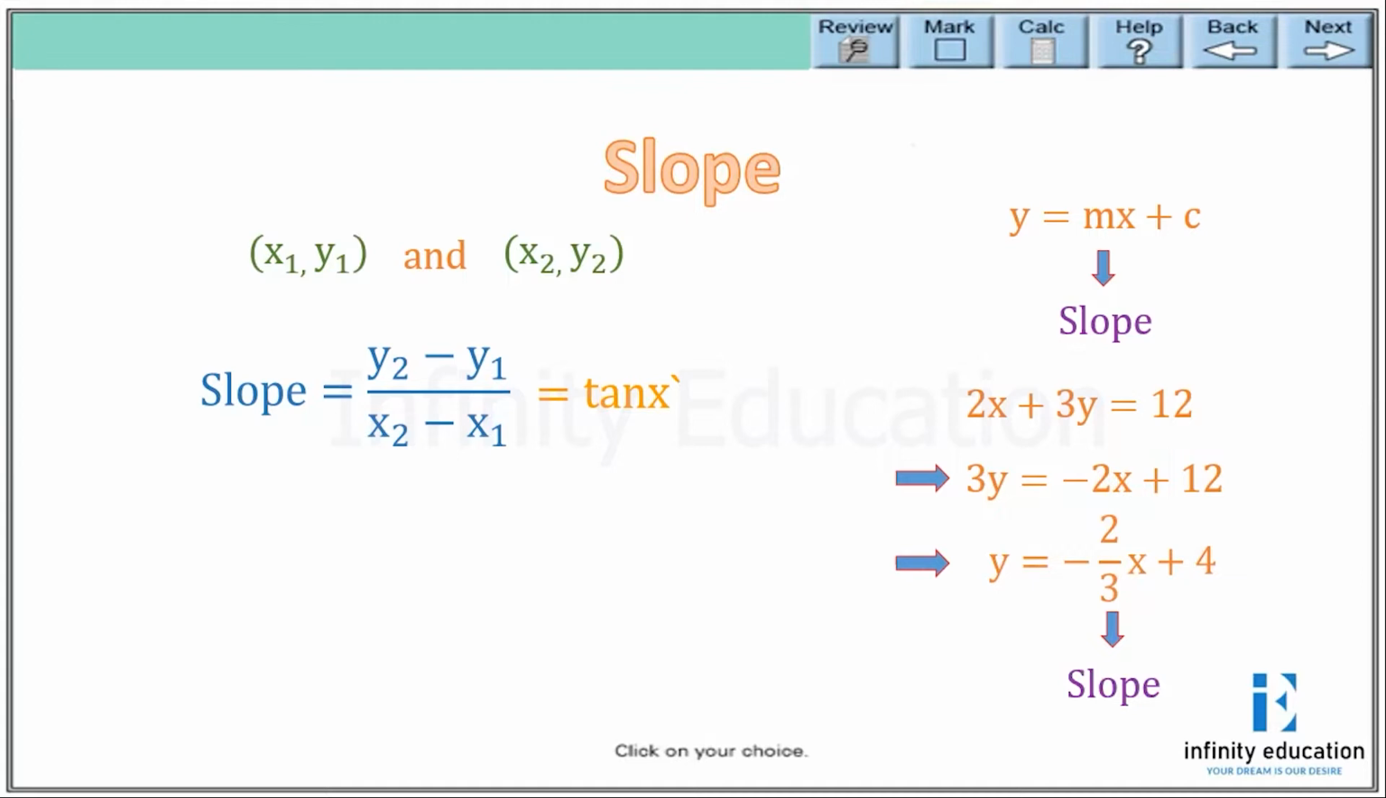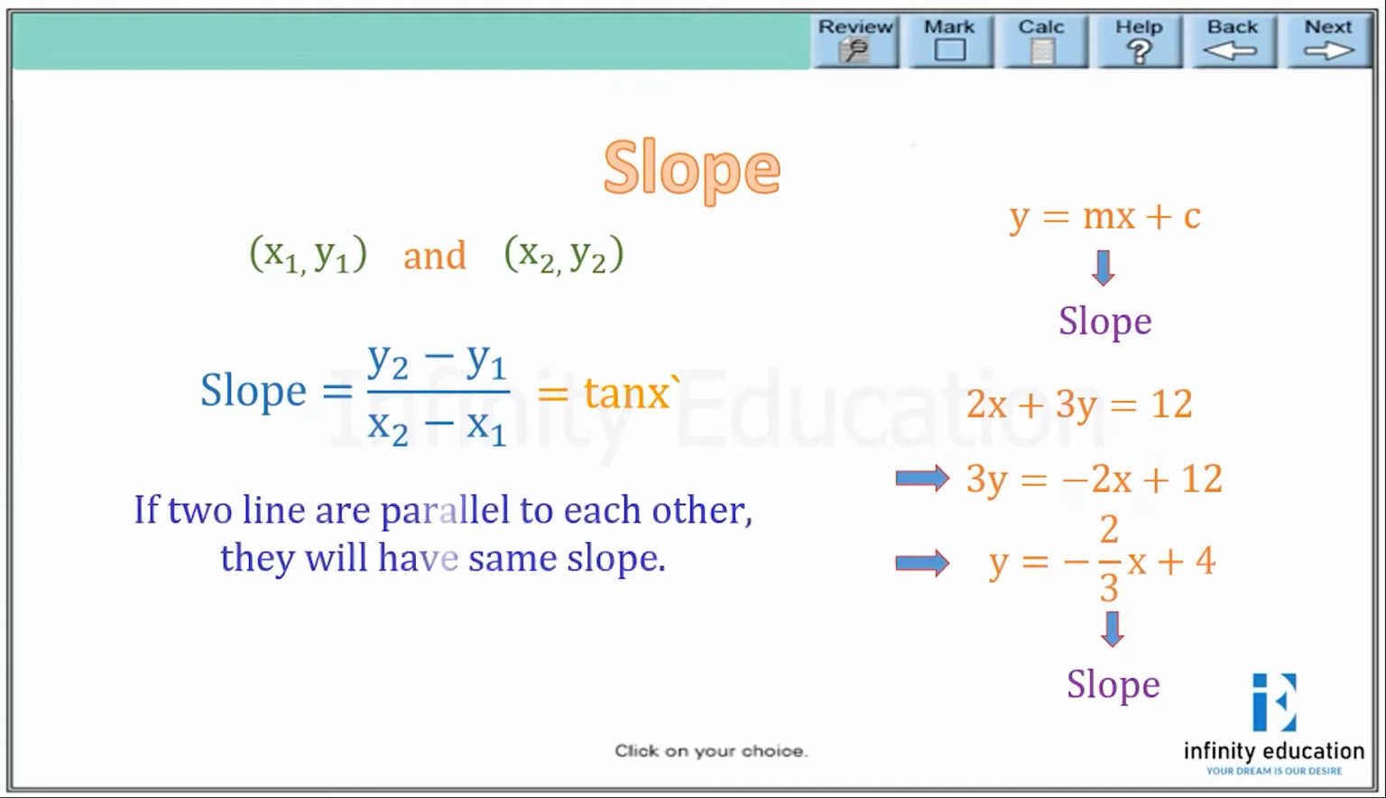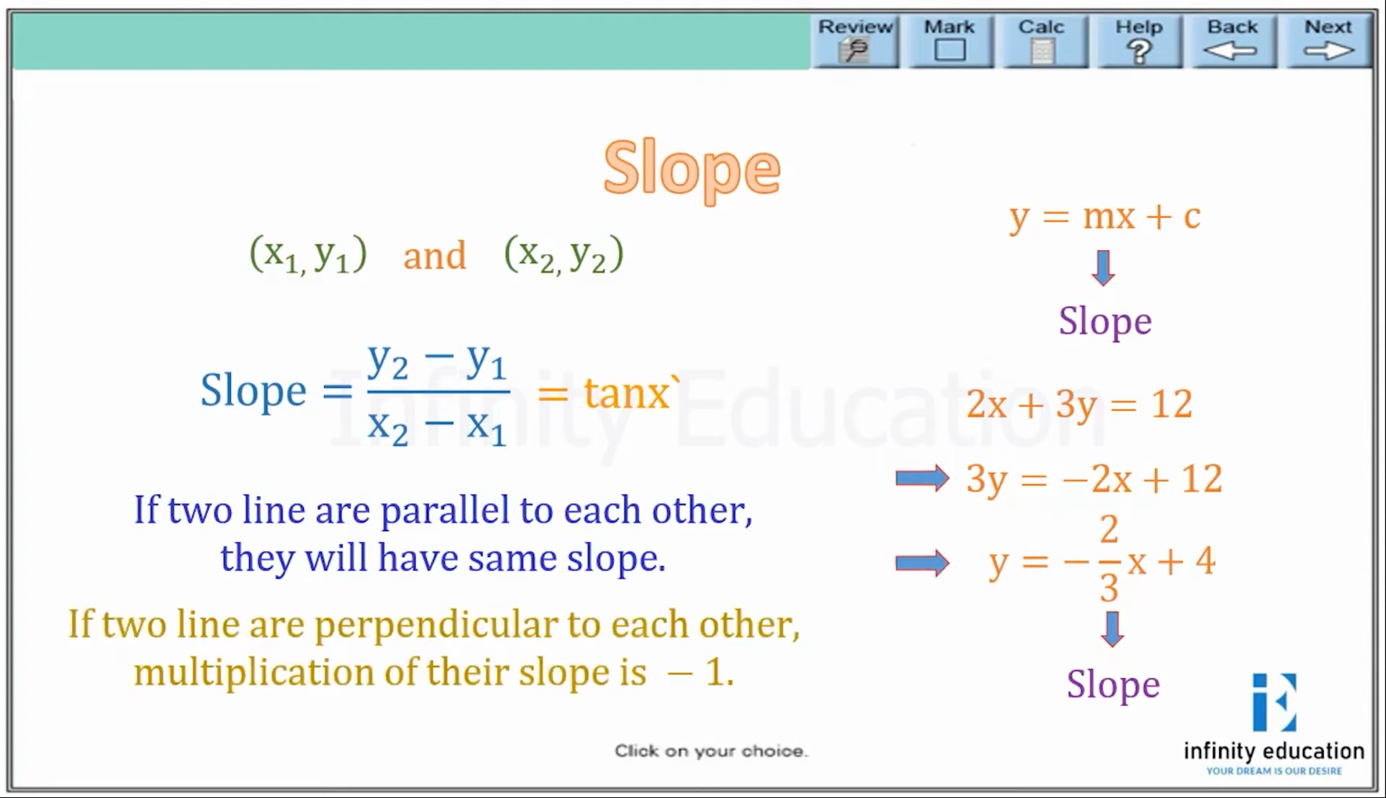Now there are two more theorems we need to remember. If two lines are parallel to each other, they will have the same slope. And if two lines are perpendicular to each other, the multiplication of their slopes should be minus 1. So there are three total possible ways of finding the slope. I hope the entire thing is clear to you. Now let's do some examples.